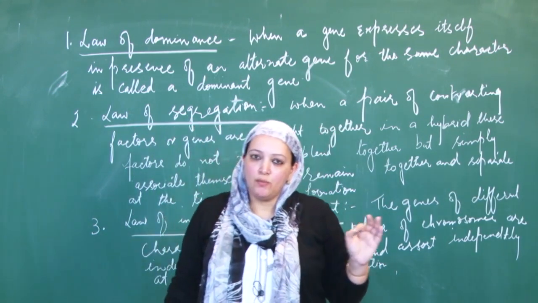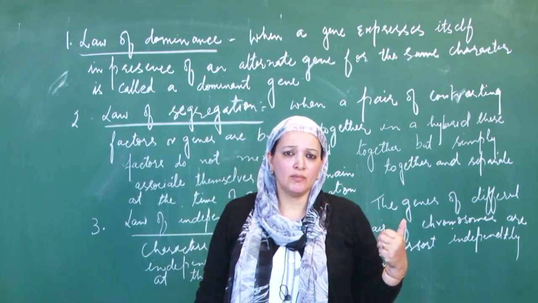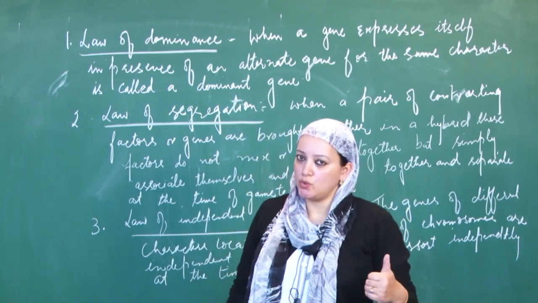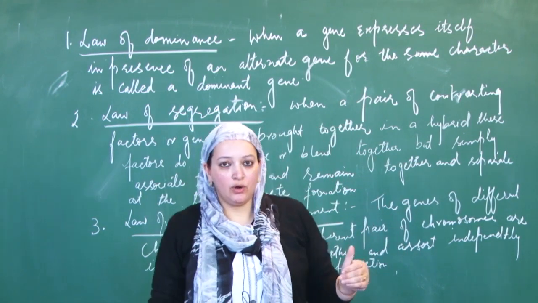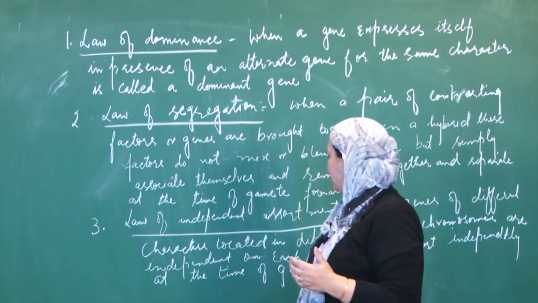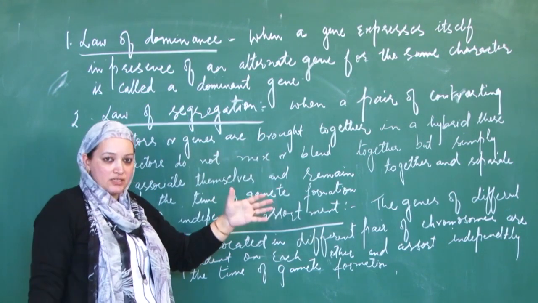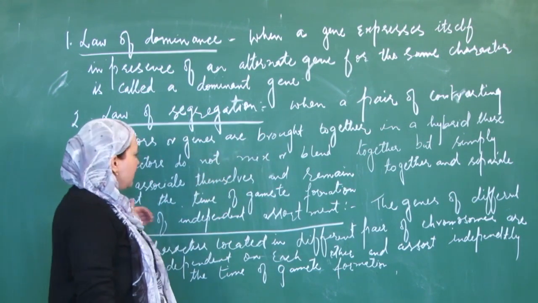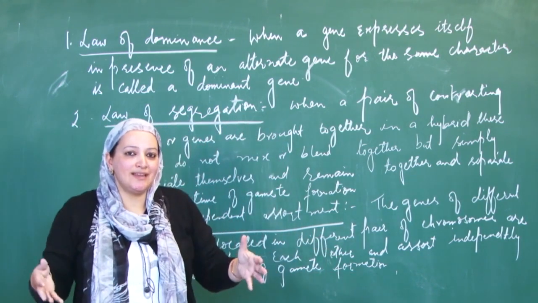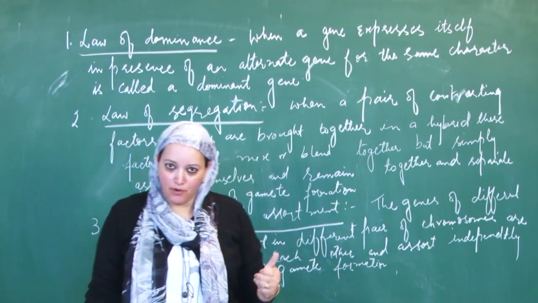And what was the ratio in a monohybrid cross? The phenotypic ratio in a monohybrid cross was 3:1, and the genotypic ratio was 1:2:1. In the monohybrid cross, the second law was proved, that is the law of segregation. What is the law of segregation? When a pair of contrasting factors or genes are brought together in a hybrid, these factors do not mix or blend together. They simply associate themselves with each other and separate at the time of gamete formation.